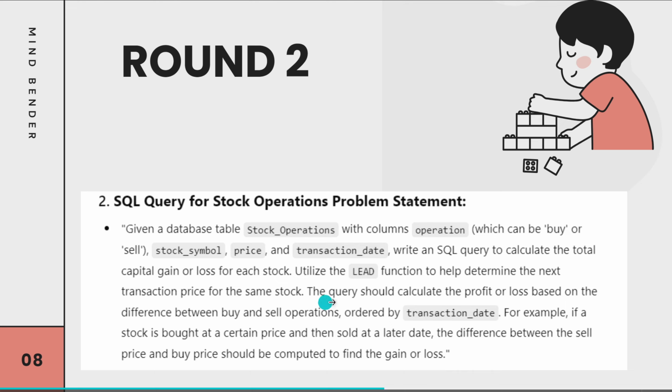Okay, the query should calculate the profit or loss based on the difference between buy and sell operations, ordered by the transaction date. For example, if a stock is bought at a certain price and then sold later, the difference between the sell and the buy should be computed to find the gain or loss. Okay, this is the SQL query that my friends faced. Only one question I have put in this video. If you want, I will make another video.